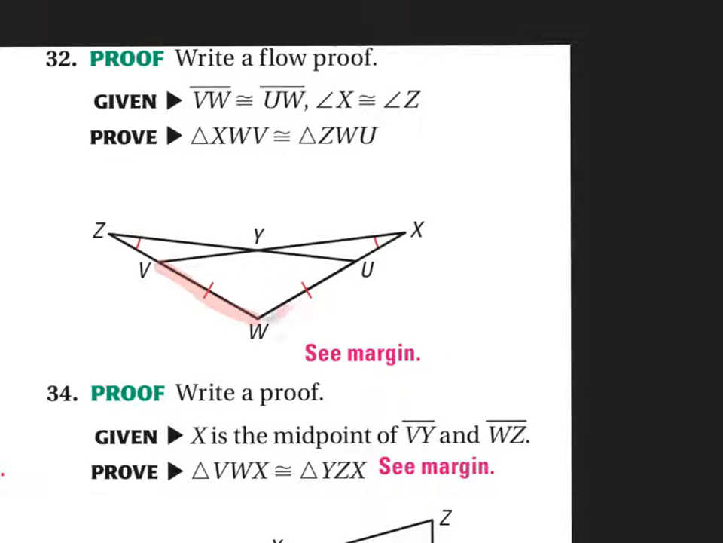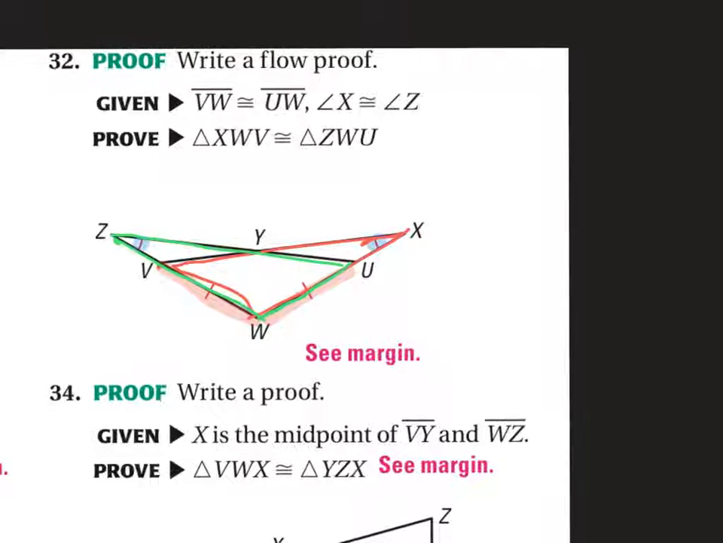Is congruent to UW. Angle X is congruent to angle Z. And you're trying to prove that triangle XWV, where's V? I did it wrong. X is here, XWV is congruent to ZU.